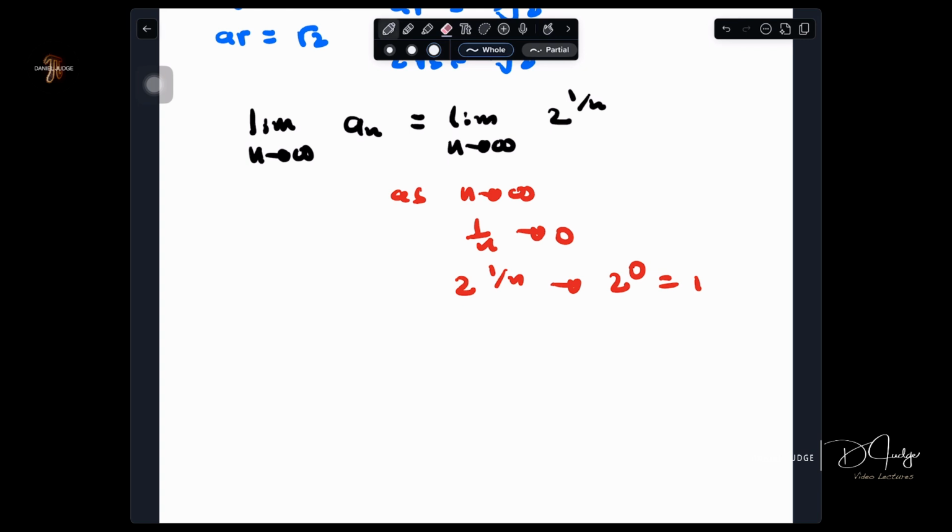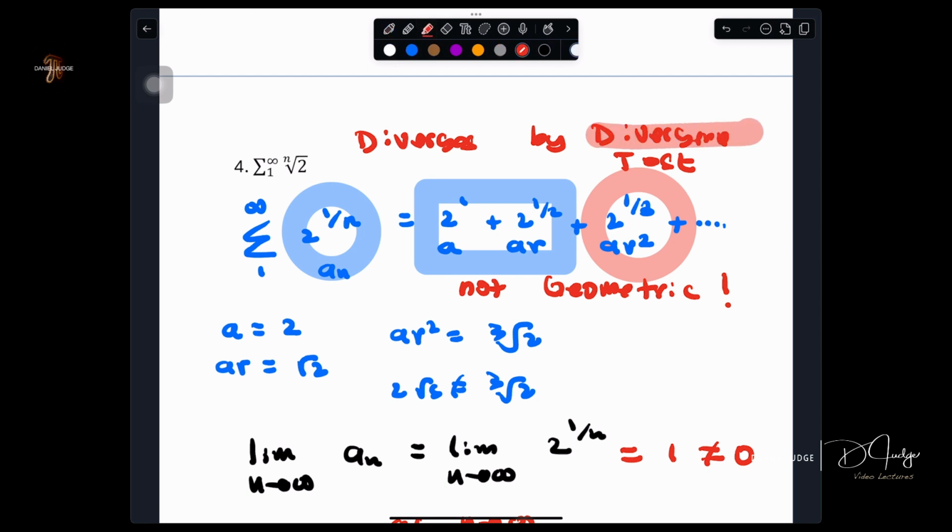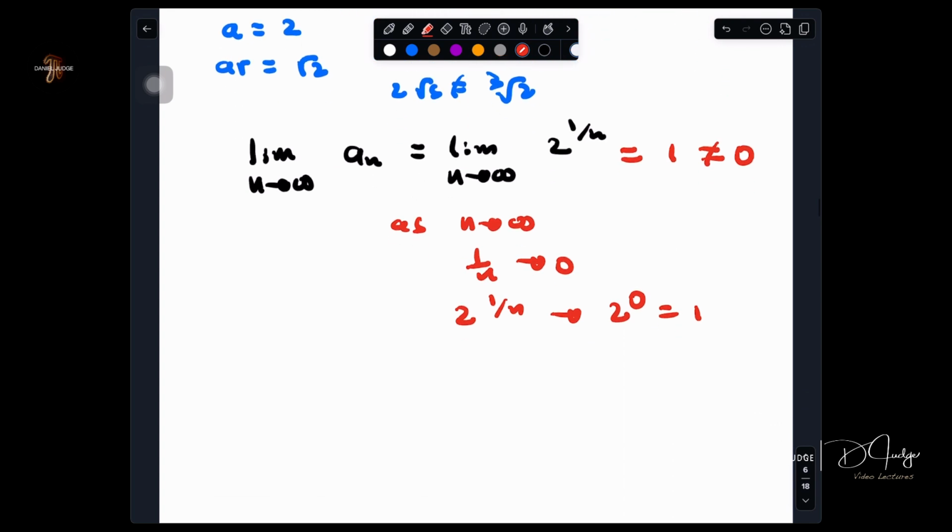So I can just say this. The limit equals 1. It is not 0. So the series will diverge by the divergence test. So they snuck this in. This diverges by the test for divergence, also known as the divergence test. So they snuck it in, ladies and gentlemen. It's good to know. But it's certainly not geometric. So this is kind of the process that you would go through in general.